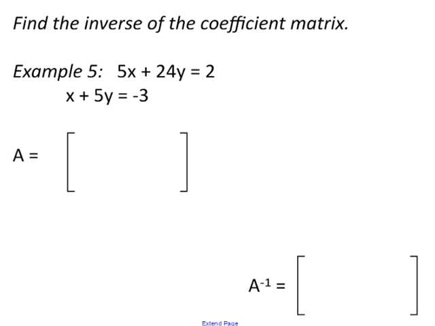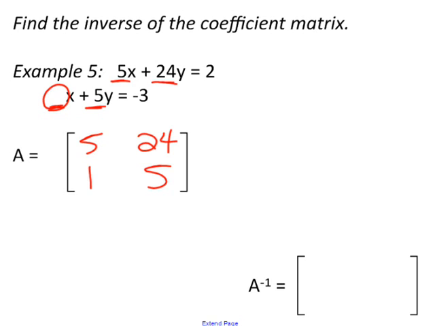Example 5, find the inverse of the coefficient matrix. To do this, I first have to find the coefficient matrix, which we know how to do. I look at the coefficients. Those are the numbers in front of the variables. In the top equation, I've got 5 and I've got 24. Be careful with the bottom equation. Remember, if there's no number in front of the variable, there is a 1. So you're going to put a 1 here and a 5 here.